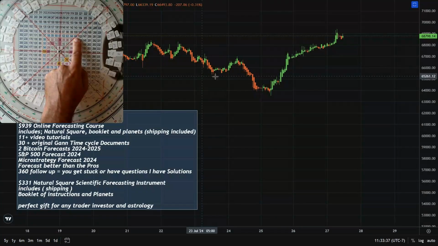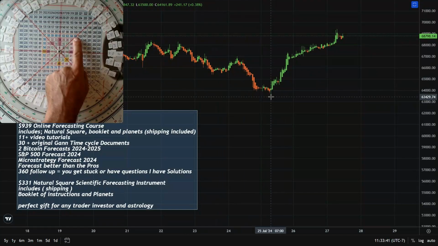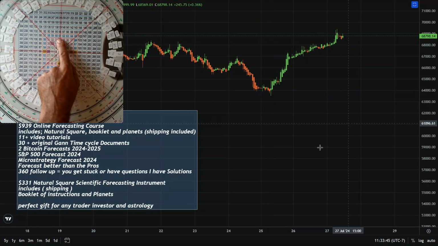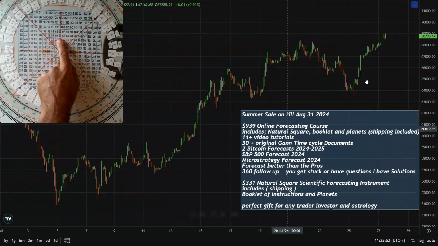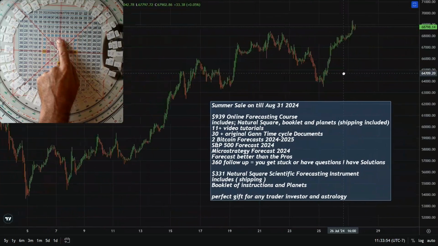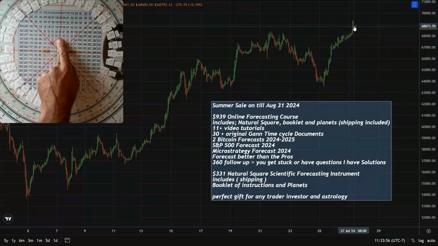We have to hold this. This is a very important point. If we don't hold this, it's back down to 61, right down here. And, you know, that could happen. That could happen. We're not out of the woods yet. I'm not buying Bitcoin until it breaks above 73,000 and sits on it. Then I'm purchasing Bitcoin again.